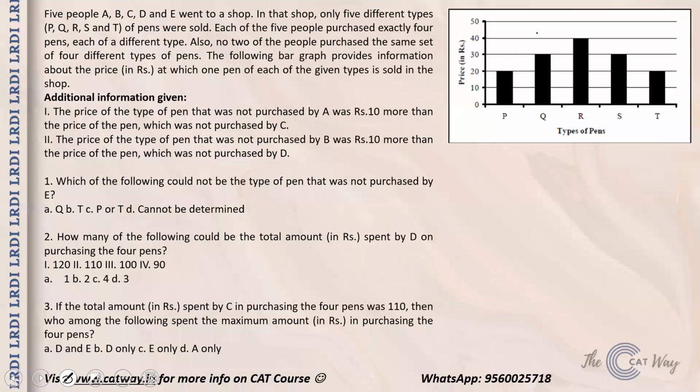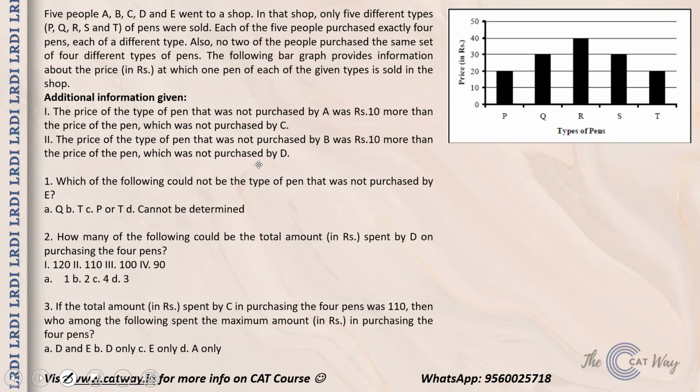So what we have today is that 5 people, A, B, C, D and E went to a shop. In that shop, only 5 different types, P, Q, R, S, T, of pens were sold. Each of the 5 people purchased exactly 4 pens, each of a different type. So every person is going to purchase 4 pens and each will be of a different type. And also no two people purchase the same set of 4 different types of pen.